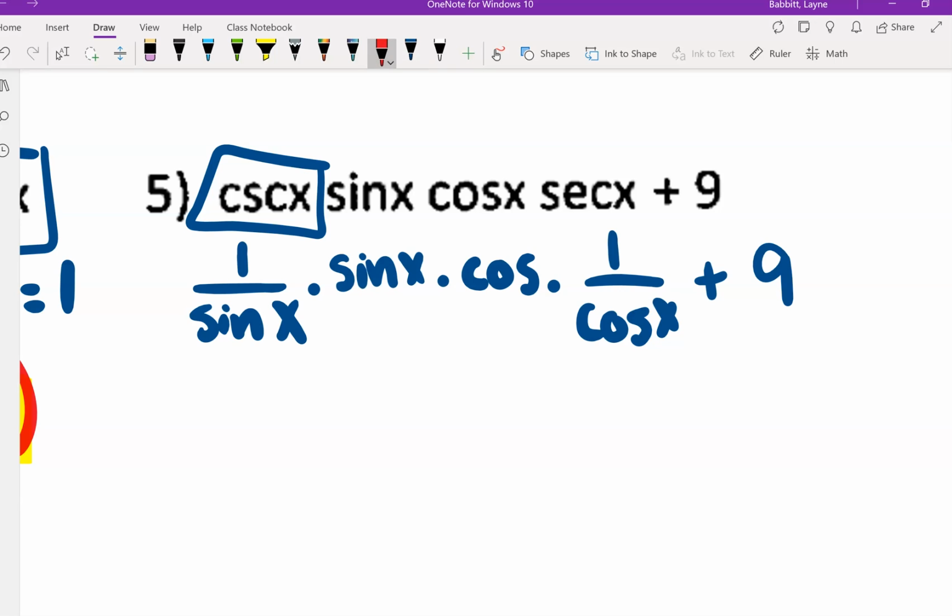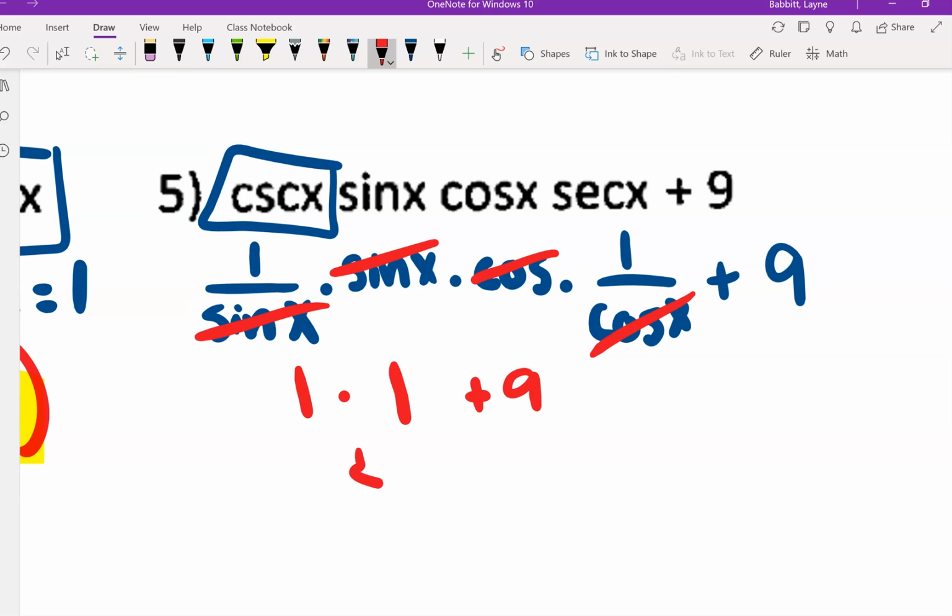All right. This part here is going to cancel. This part here is going to cancel. When a fraction cancels out, we're still left with something. We're left with 1. So each of these is just going to be 1 times 1, and then we have plus 9. So really we've got 1 plus 9. So our final answer is going to be 10.